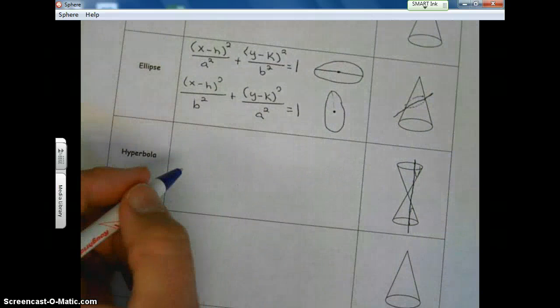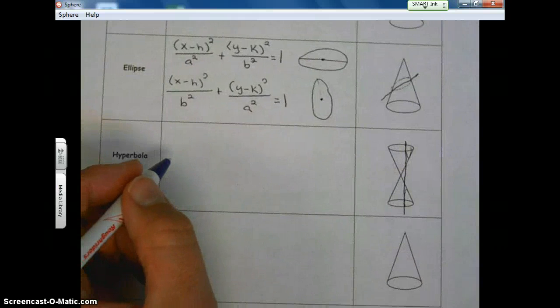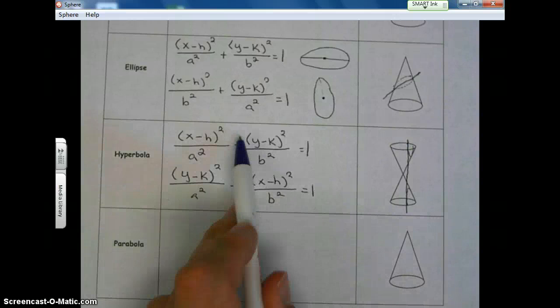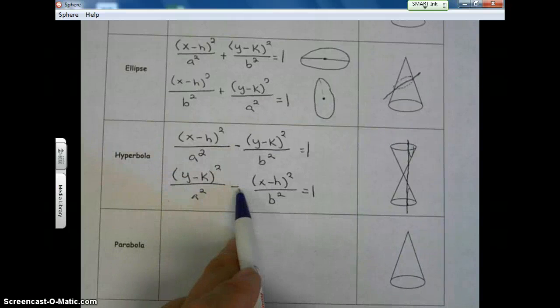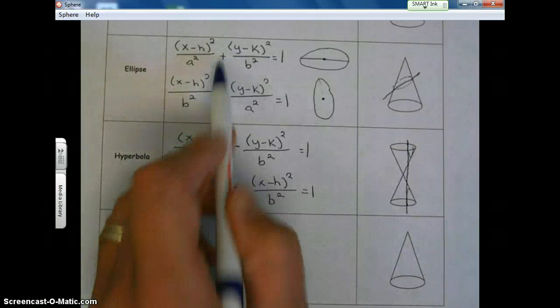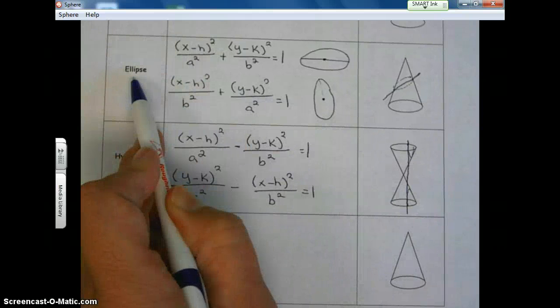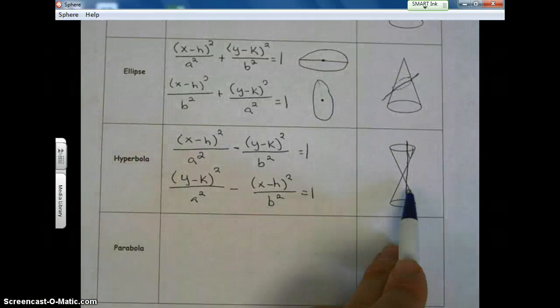Now the equation for a hyperbola looks something like this. Okay, so here are your two equations. Notice the difference here, the subtraction versus the addition. When adding, when they're both positive, we have an ellipse. When we have a positive and a negative, we have a hyperbola.